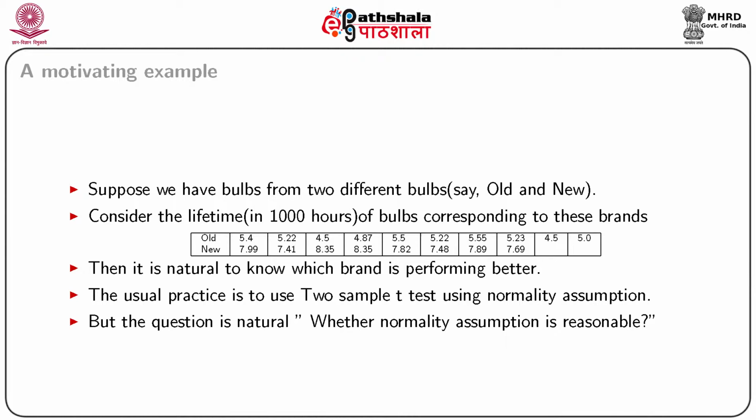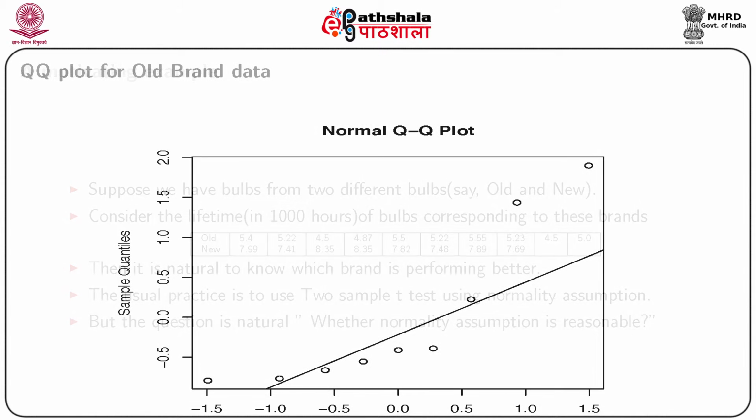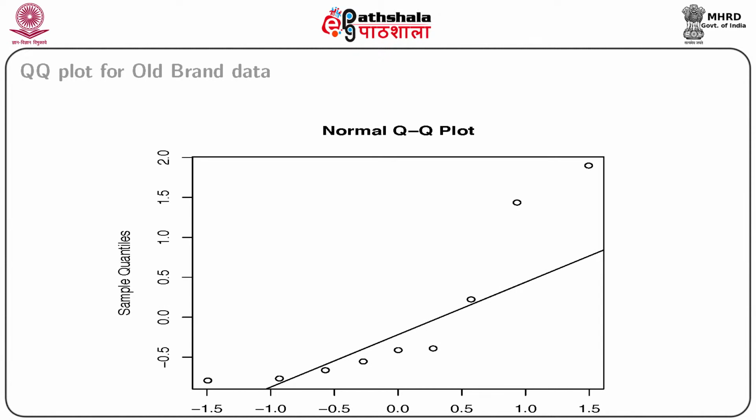The usual practice is to use the 2-sample t-test, assuming normality. But the normality assumption is not always reasonable. So, some exploratory data analysis will be helpful to identify whether the underlying distribution is normal. Now, we have data on 2 brands and we provide a normal QQ plot for each brand to check the assumption of normality. Now, look at the QQ plot for the old brand data.